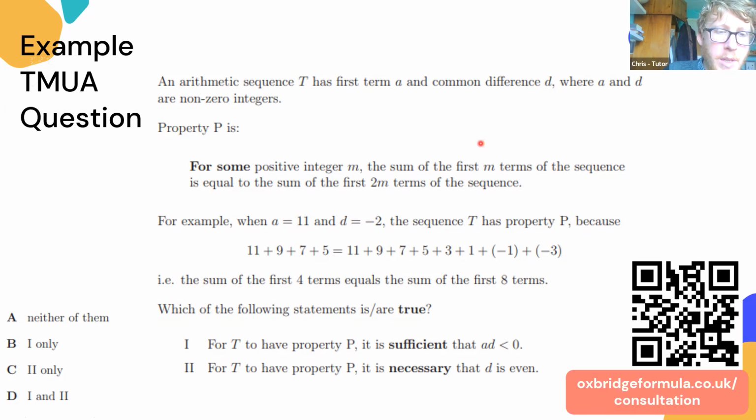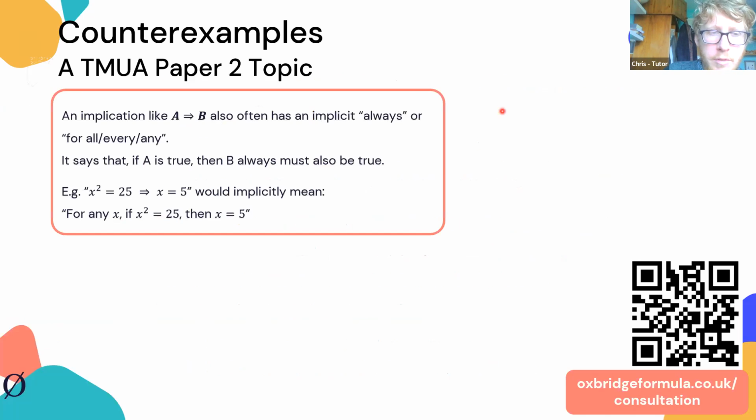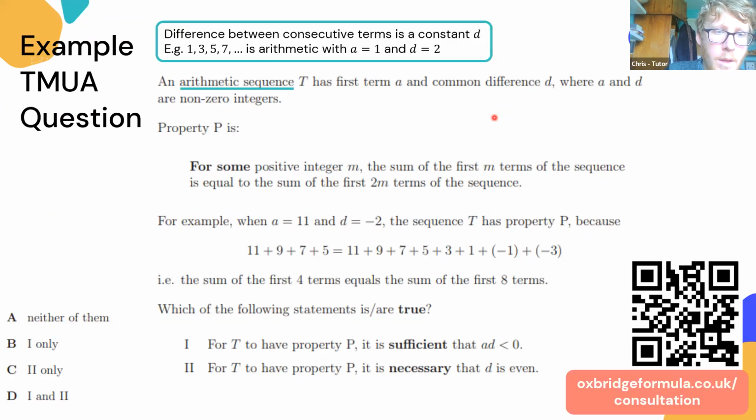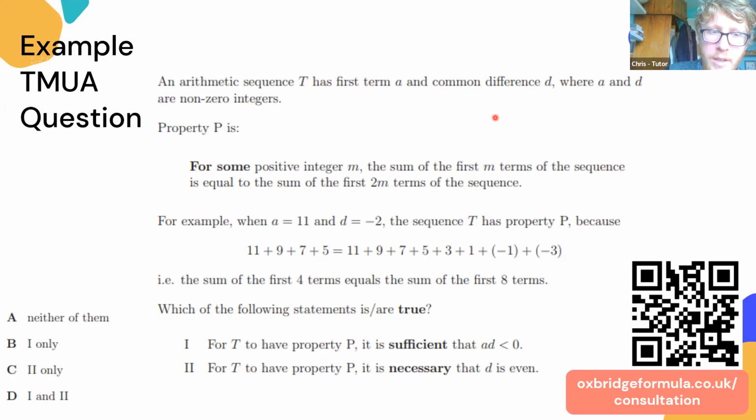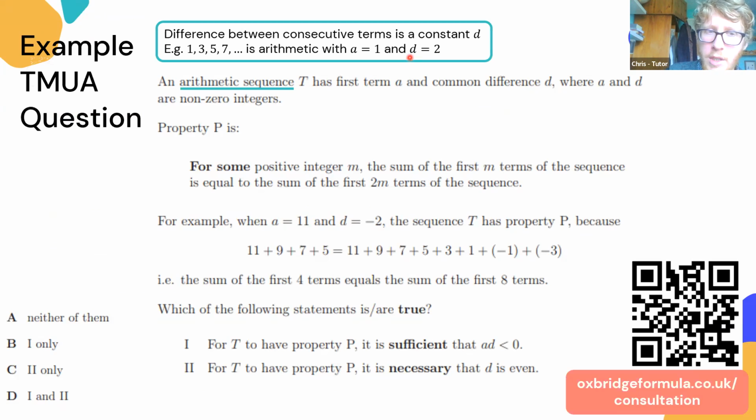So we have an arithmetic sequence T. I think we want the definition to come up for this, just because not everyone might have seen this at school yet. You will have seen arithmetic sequences, you just might not have seen the term. An arithmetic sequence is one where the difference between consecutive terms is a constant, which we're labeling D. So if we've got a sequence 1, 3, 5, 7, etc., there's a constant difference between consecutive terms of 2. That's our value of D. And the first term we're labeling A, which is 1. That's what it means to be an arithmetic sequence.